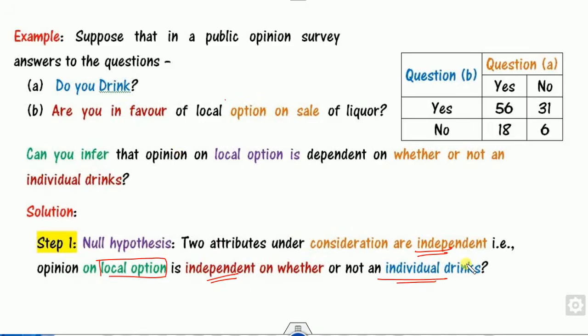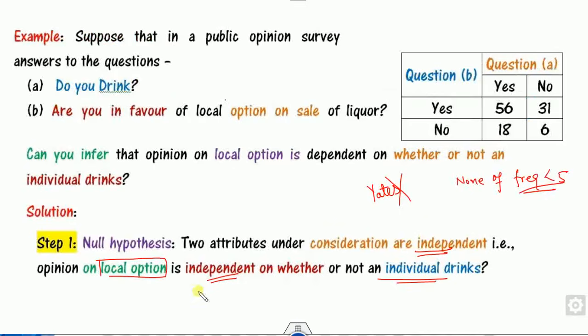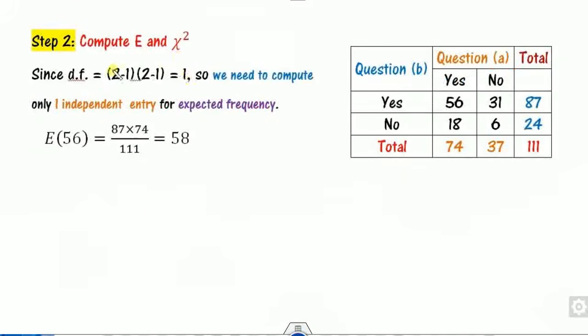Again you can see that this is a 2 cross 2 table, so again there are two methods you can use to calculate. Also you can see that none of the frequencies is less than 5. So if none of the frequencies is less than 5, then the Yates correction is not applicable. So now this is my H0. Now you can find the value of E. The degree of freedom is 1. Corresponding to these four values, we need to compute only one value.